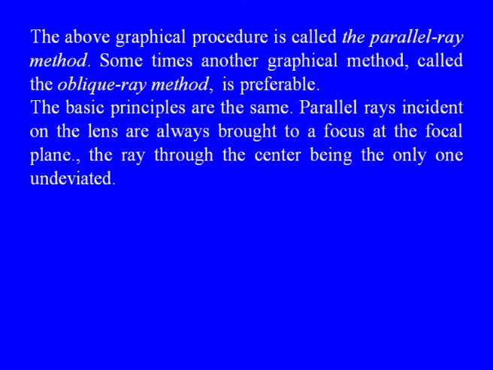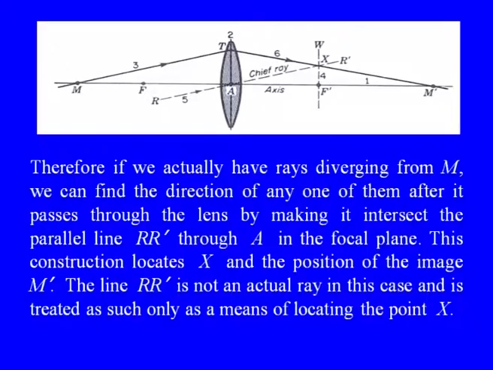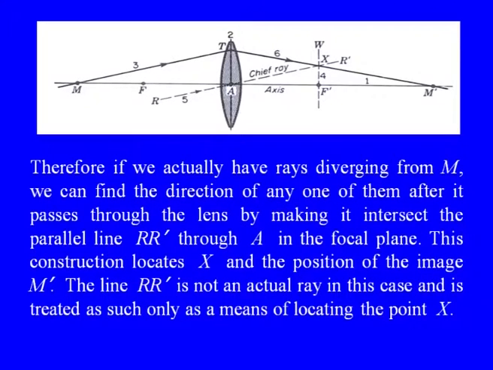Parallel rays incident on the lens are always brought to a focus at the focal plane, and the ray through the center is the only one undeviated, that is the chief ray. Let us consider the picture here. Consider the rays starting from the point M. So, if we actually have rays diverging from M, we can find the direction of any one of them after it passes through the lens by making it intersect the parallel line R prime through A. Let us consider this ray, the ray MT. This is the ray.